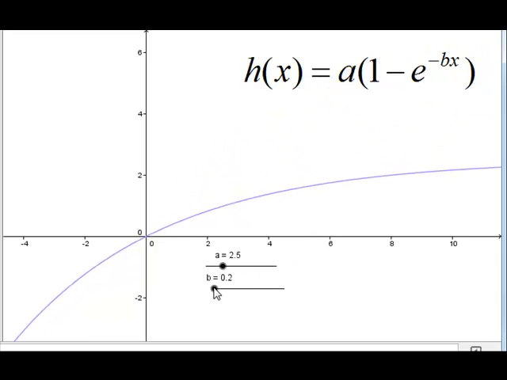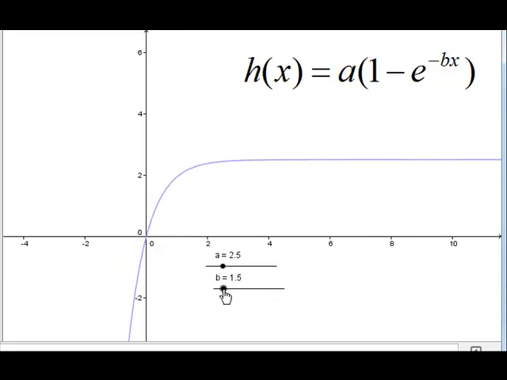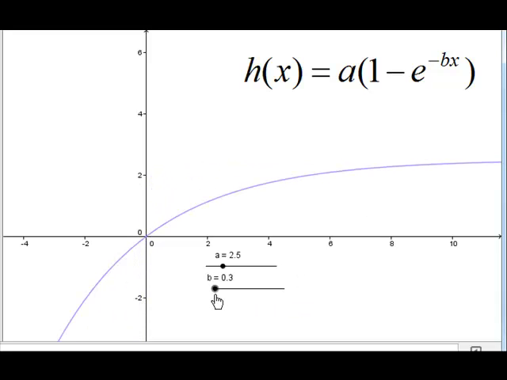So what we'll do is we'll adjust b and see what happens. Notice the greater I make b, the quicker it gets up to that horizontal asymptote. In fact, if we make b up to 10, it gets up to that horizontal asymptote, which is set at 2.5 very quickly, but then completely levels off. As b gets smaller, that increase becomes less gradual, but it still has a horizontal asymptote at 2.5.